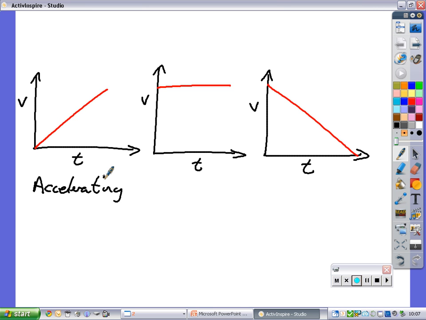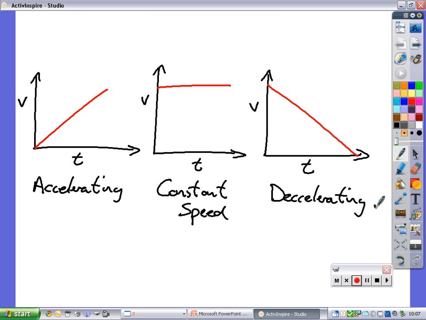Sarah? Constant speed. So it's not accelerating, it's not decelerating, it's going at a constant speed. Gillian, pay attention just now. So this one is constant speed. And this last one here, what's happening to that one? Ailey? Decelerating, or what else can it be called? Slowing down, or getting slower. Slowing down, getting slower, okay.